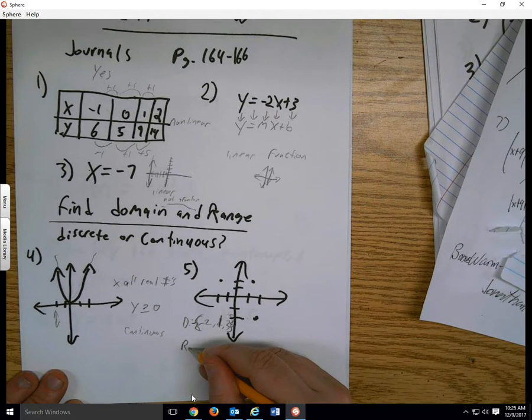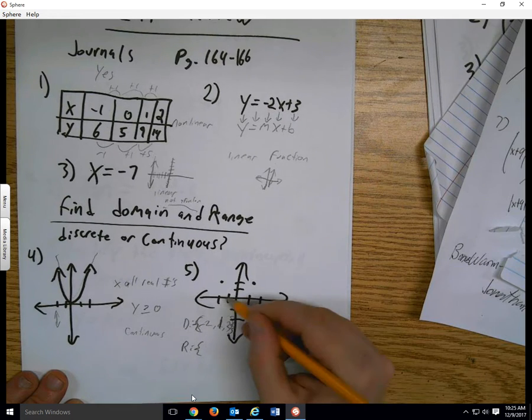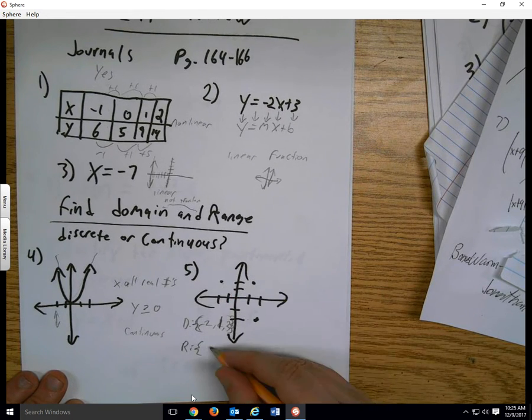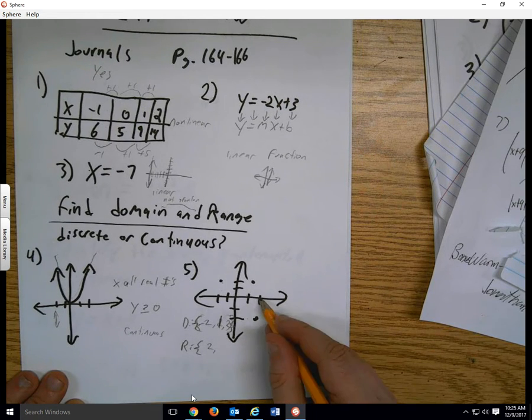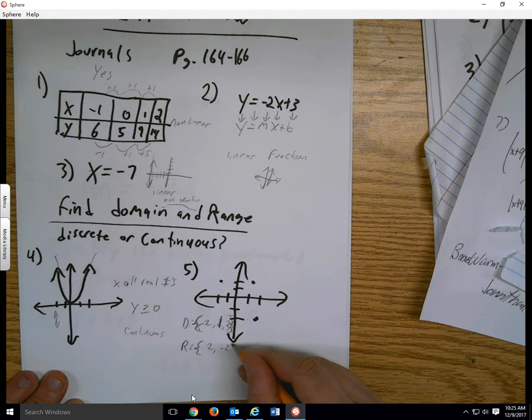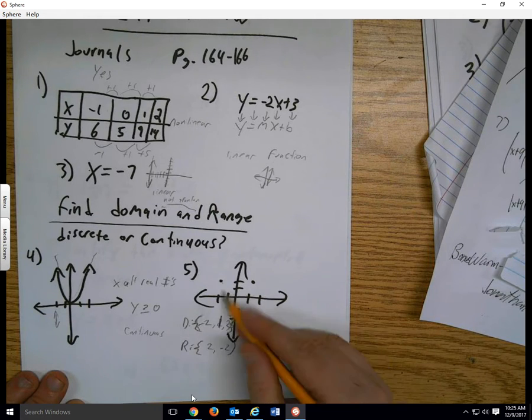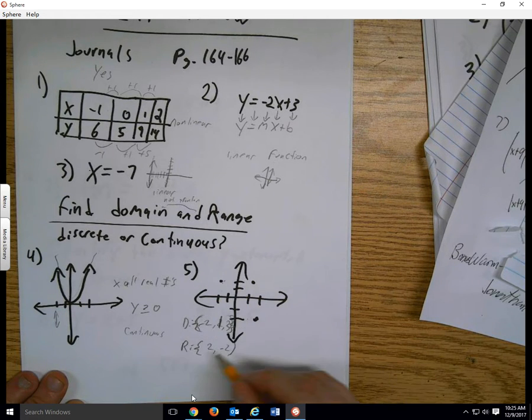What's the range? The range should be all the y values, so it looks like it's going up 2. This is also going up 2, so I don't need to write it twice. And this one's going down 2. And is it discrete or continuous? Well, they're just dots, so it's discrete.